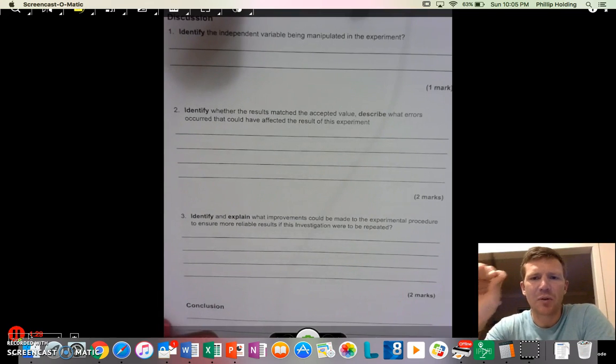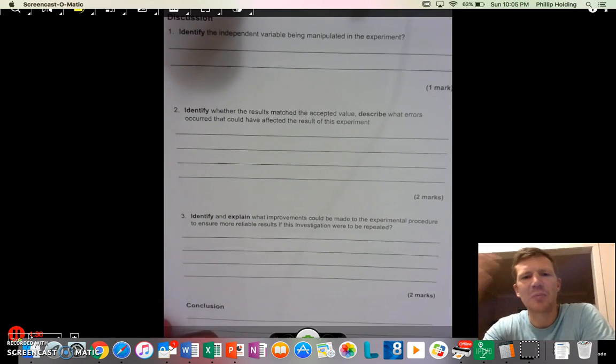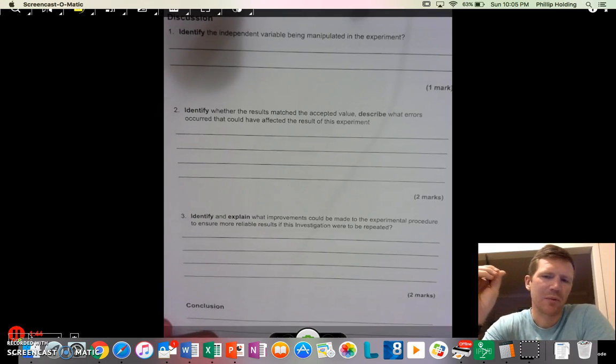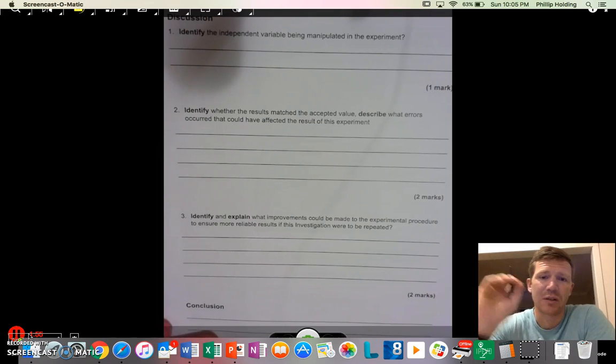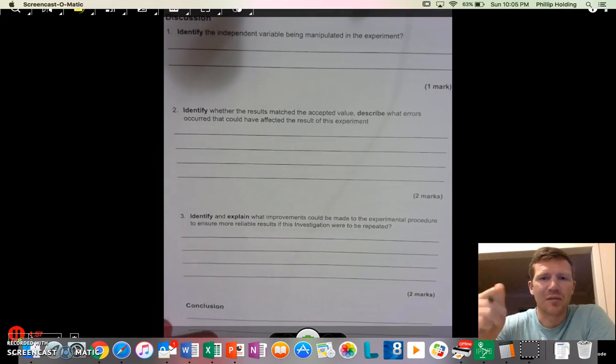The next part of the question is describe what errors occur that could have affected whether or not they matched. So for example, if 1 and 3 matched but 2 didn't, have a think about your experimental procedure and how that might have influenced that. Did you make mistakes? Did you rush things? Was the equipment faulty? Was your experimental procedure faulty? So think about the number of different ways you did that. Identify and then describe. You'll notice it's out of 2 marks.